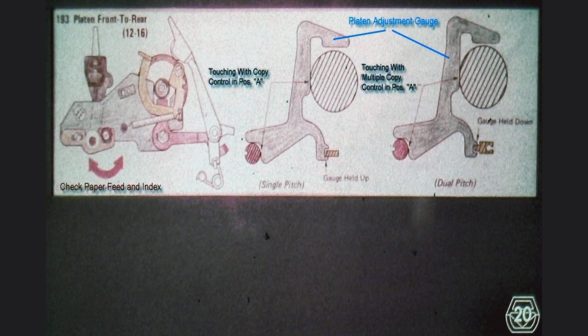This frame of our adjustment manual tells it all. When the impression control lever, or the ABC lever, is in position A, we can use the depicted platen adjustment gauge. For single pitch machines, the gauge should touch the rear of the print shaft, the platen, and the bottom of the escapement rack simultaneously. For dual pitch machines, the gauge should touch the rear of the print shaft, the platen, and the top of the escapement rack simultaneously. These are starting point adjustments, which can vary according to the specific needs of a customer. When a machine is adjusted to standard specifications, it should meet these requirements.